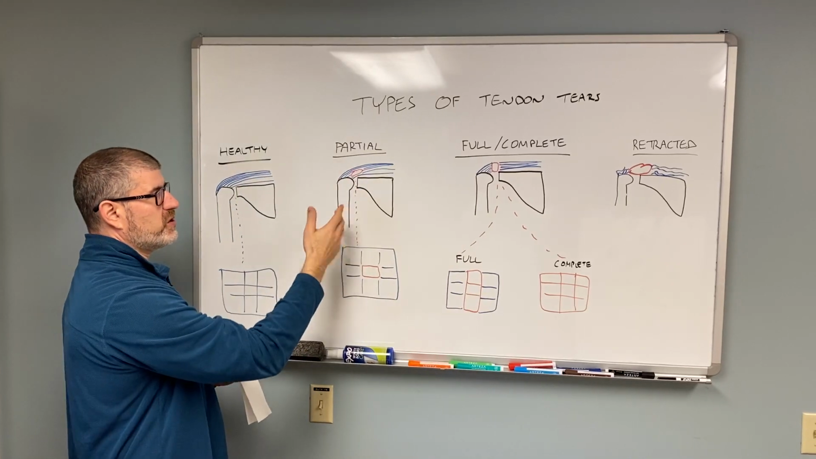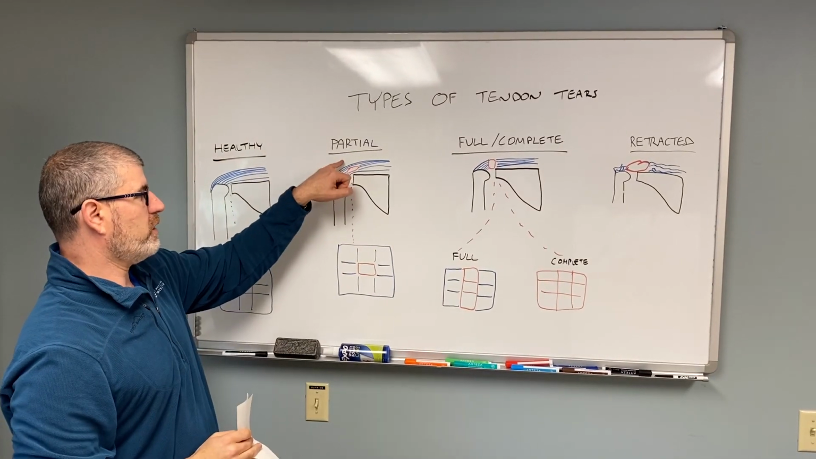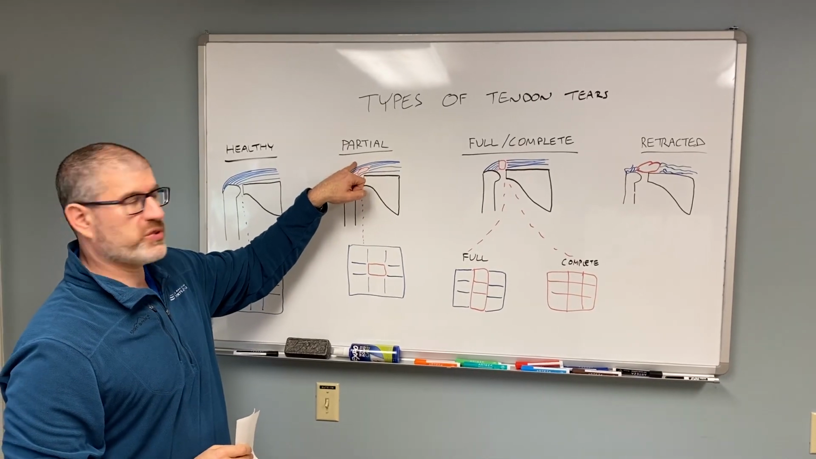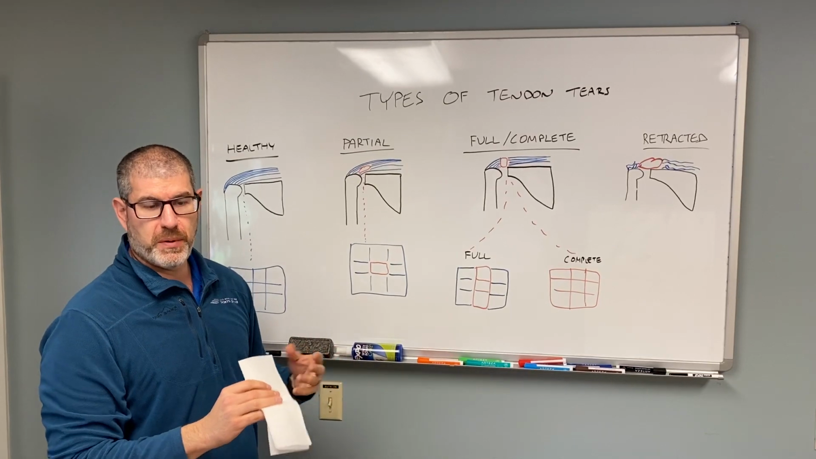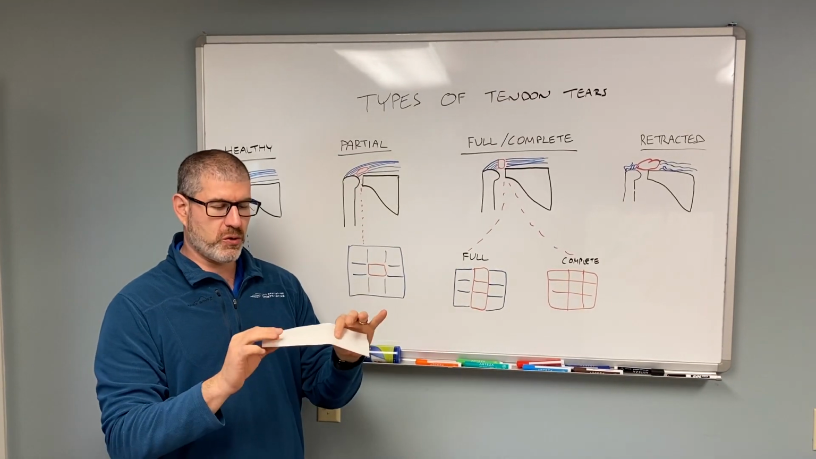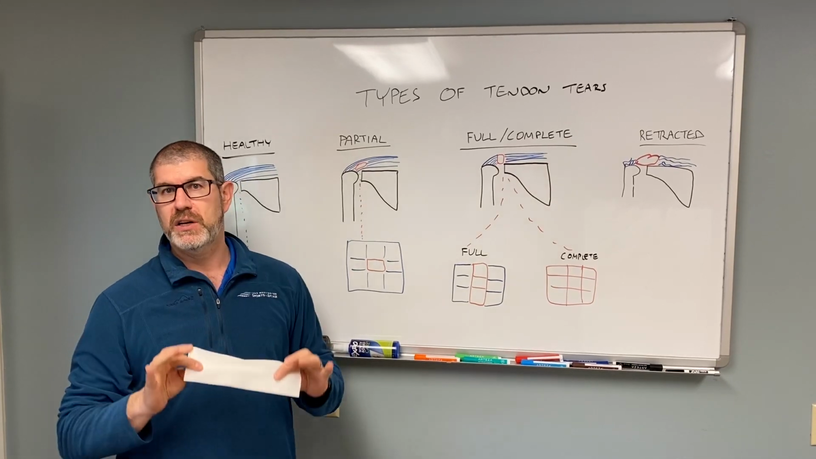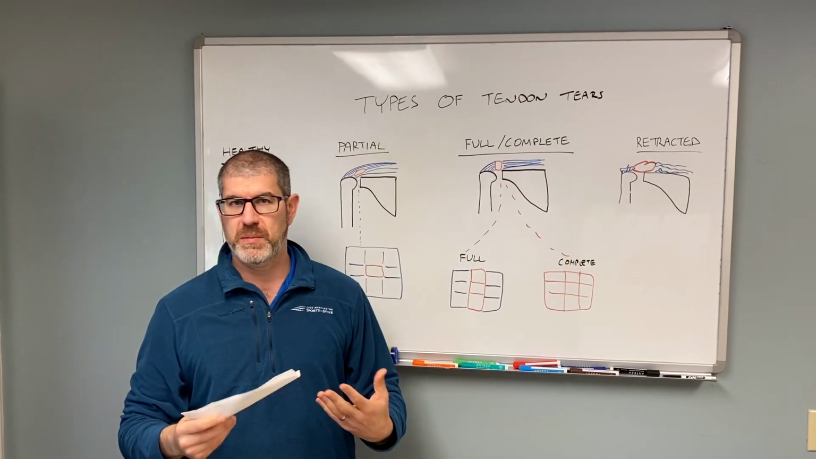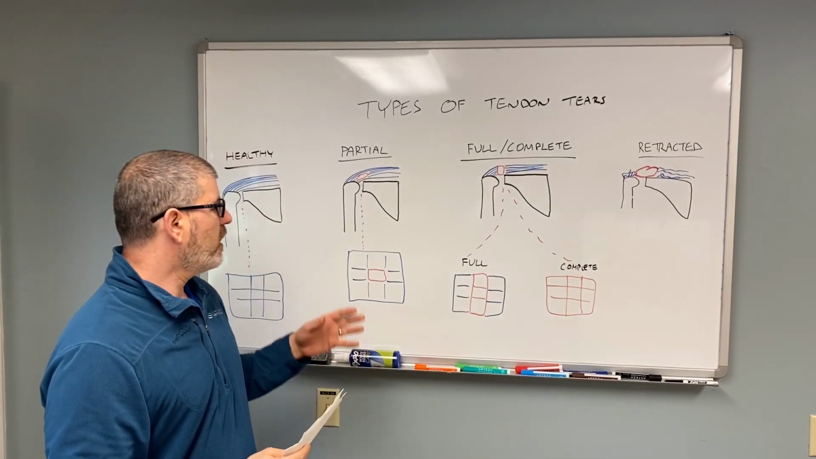So what we see in this case would be called an intrasubstance tear. There's other types of partial thickness tears. It could be on the upper side, which is called a bursal side tear, or it could be close to the bone, called a cortical side tear. But the point being is it's not torn all the way through, and the structural integrity of these can be pretty high. So one of the important points is that most partial thickness tears can be rehabilitated pretty easily.